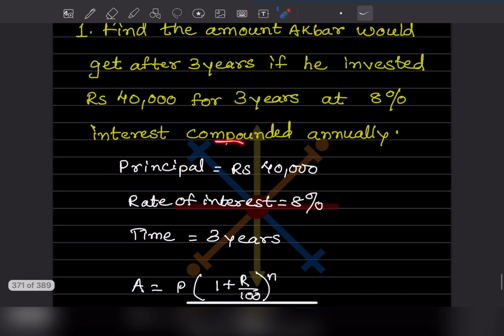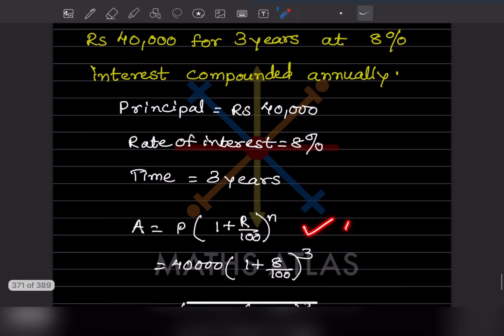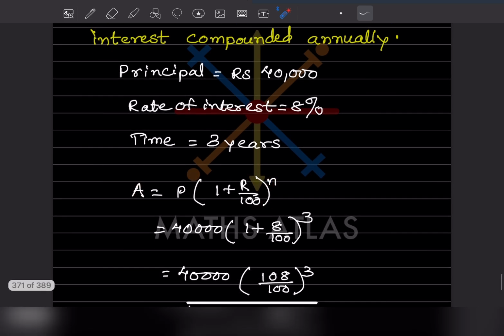Because the interest is compounded annually, we'll use this formula. You have to learn this one: A is P into (1 plus R by 100) raised to n. A is the amount, P is the principal, R is the rate of interest, and n is the number of years. Everything is given, so you just plug in here: 40,000 into (1 plus 8 divided by 100) raised to 3.